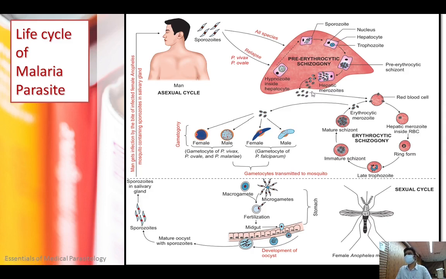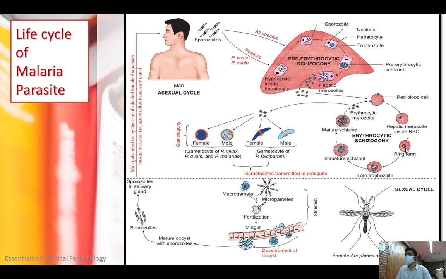In the blood, these merozoites bind to the glycophorin receptors present on the surface of the RBCs. The moment a merozoite binds to the surface of the RBC, it is internalized immediately by the process of endocytosis. Once it is internalized, you can see here, this hepatic merozoite inside the RBC begins to develop.